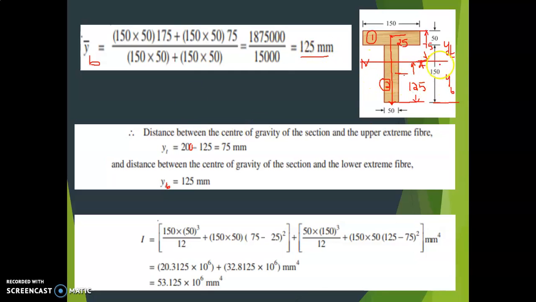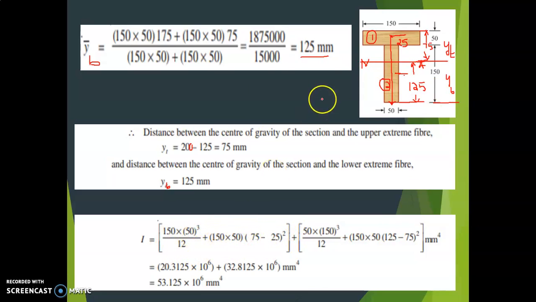Now we know this is the position of the neutral axis, that is 125 mm from the bottom and 75 mm from the top. Now you can calculate what is I. I is equal to, what is the formula? I have told in the last example, BD cube divided by 12 plus A into Y square.